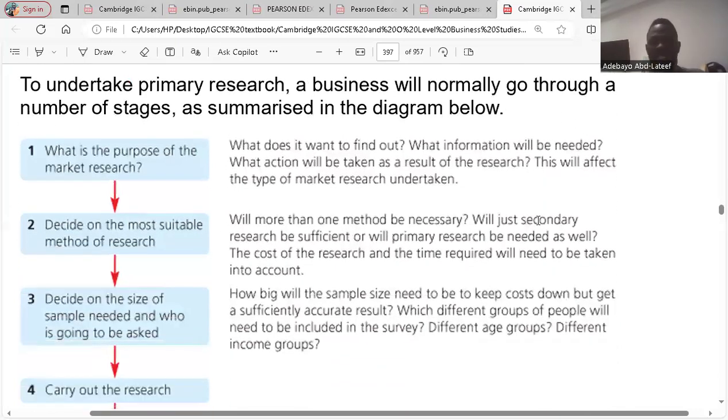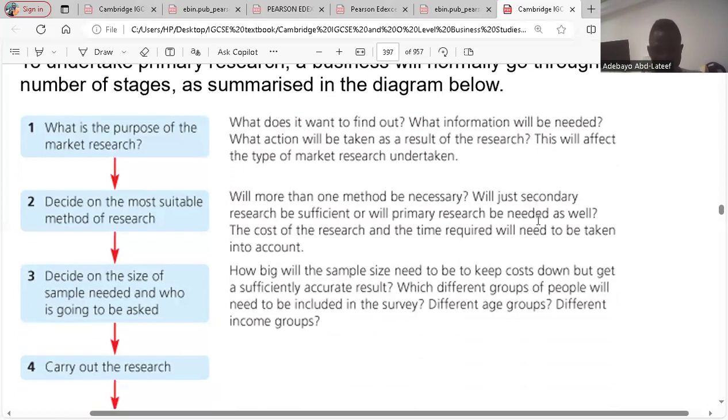So the process of primary research. To undertake primary research, a business will normally go through a number of stages, as summarized below. First, what is the purpose of the market research? Why are we carrying out this research? That's the purpose. Second, decide on the most suitable method of research. Now that you're carrying out this research, what method is it advisable to use, putting into account the time and the amount of money available? You need to put those things in place.